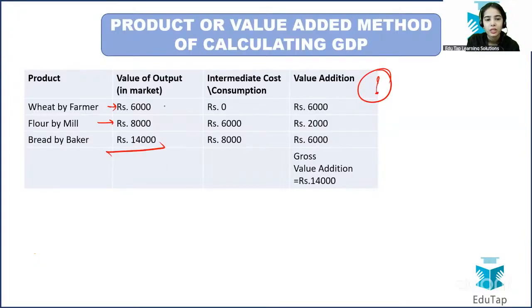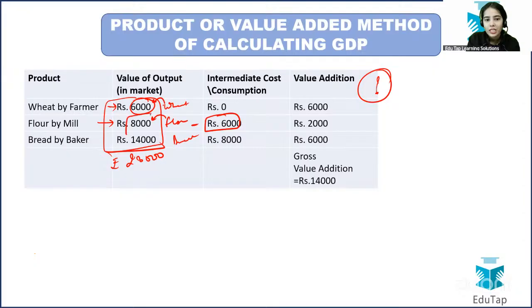Wheat is of 6,000, flour is of 8,000, and bread is of 14,000. Add this up, it will be 28,000. Why are we not just adding the values? To avoid double counting. Very good, Aparna. To avoid double counting. Because wheat value of 6,000 has been added here. The value of wheat has been added in flour also. So we have to deduct the value of wheat. Otherwise, there will be double counting of wheat.